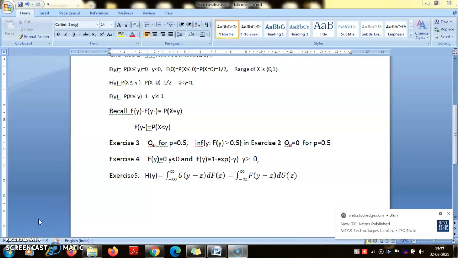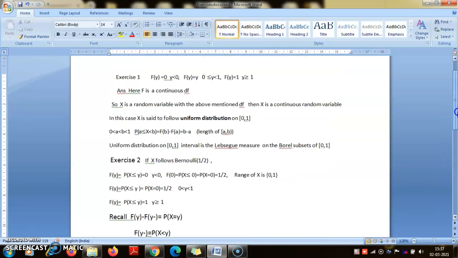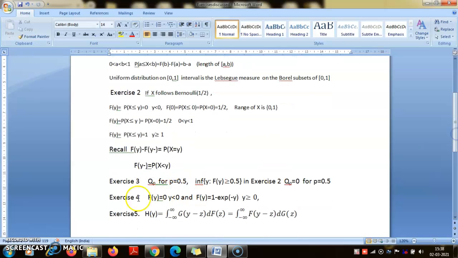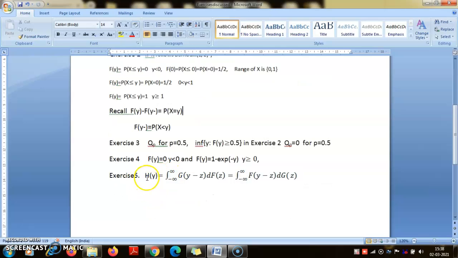Hello, I am going to continue my discussion regarding some exercises and problems that I have recently given in the Google Classroom. So we have discussed up to exercise 4. Now the fifth exercise is like this. I have two distribution functions f and g. I am creating a new function by integrating one with the other.